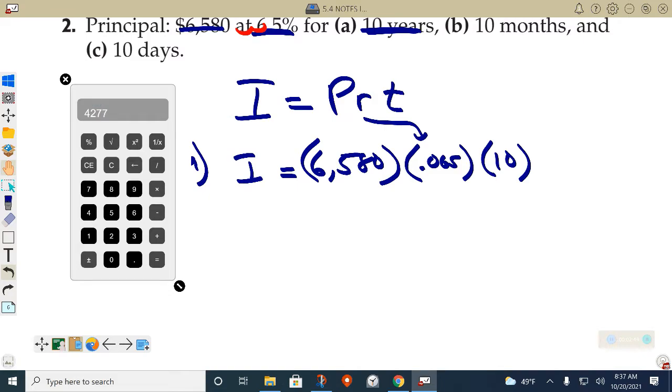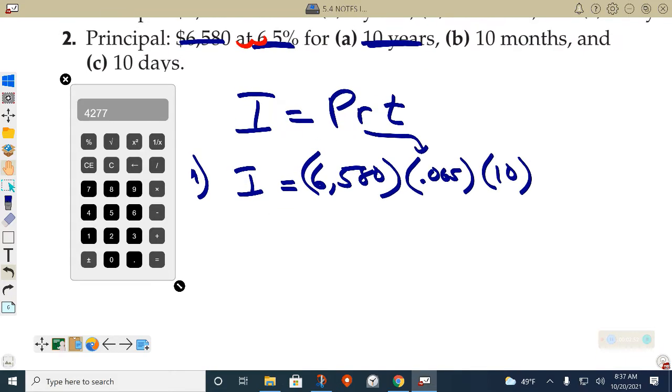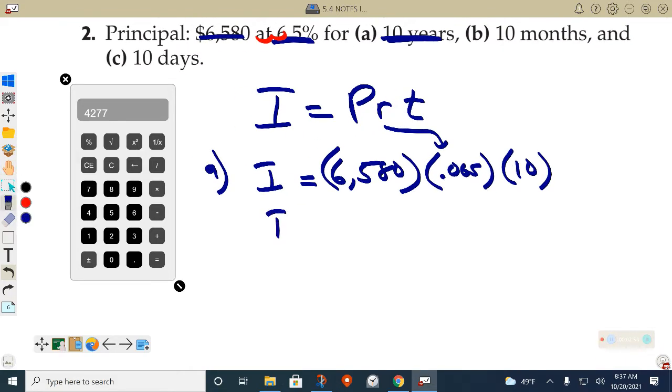So if I leave this money in there for 10 years, it's going to grow $4,277. It's a good amount of cash. 4,277. There's your interest.